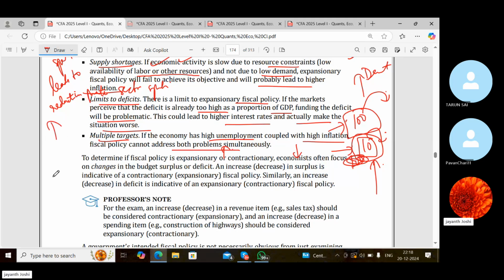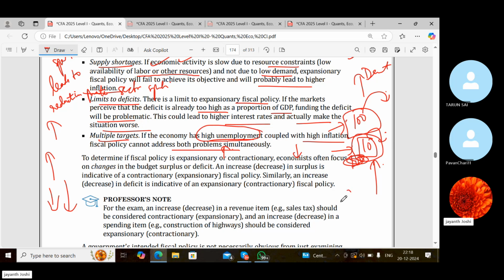What government can do is increase taxes and reduce the spending by the citizens. If the spending is reduced by the citizens, the demand will come down and inflation can be controlled. But how will they control the high unemployment? For high unemployment, what do they have to do?